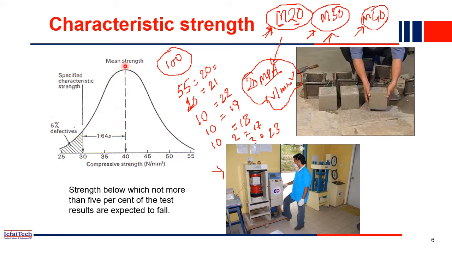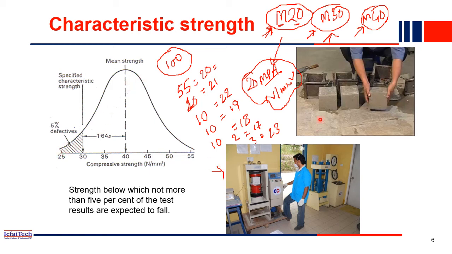So this plot was made using the M40 concrete. That's why the mean value, if you see, is 40. Maximum values are 40. So this is a histogram of compressive strength. Now the question is which value will we take.